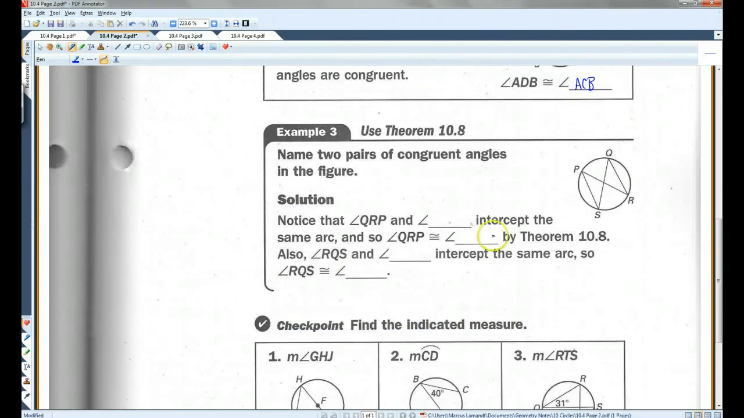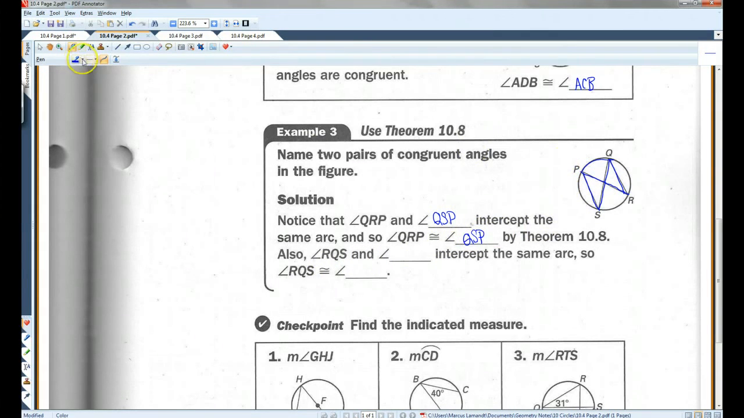Alright. So, name two pairs of congruent angles in the figure. Notice that angle QRP, it's this angle, and QSP intercept the same arc. Hopefully you guys can see that. This angle and this angle both intercept this arc. So, these two angles are congruent by theorem 10.8.